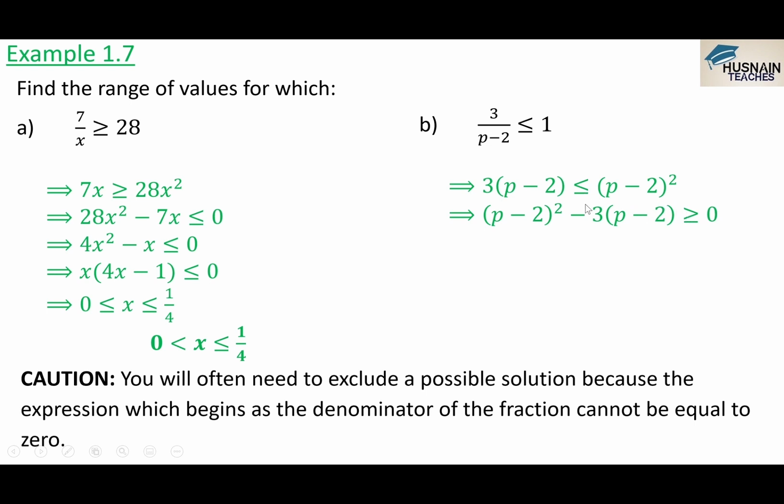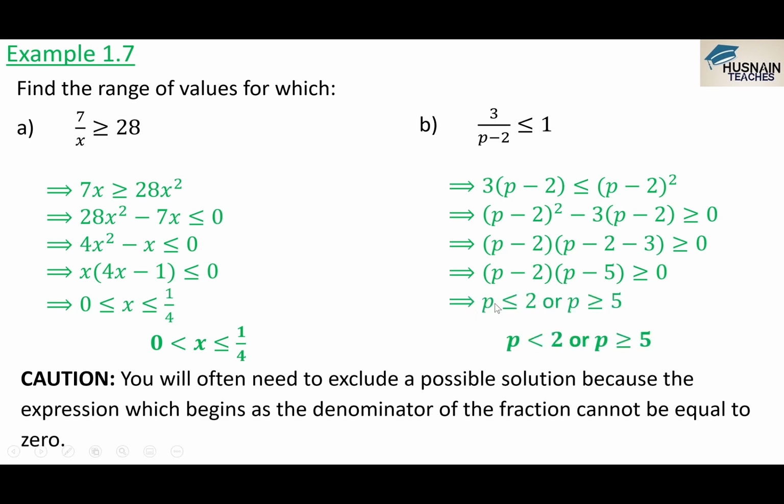I'm going to now factorize. I'm going to pull the p minus 2 out the front, and I'm left with one of the p minus 2's, subtract this 3 here, hence I have this, which can simplify a little bit down to p minus 2 and p minus 5. Now think about the graphical sketch, and we want either p to be less than or equal to 2, or p to be greater than or equal to 5.